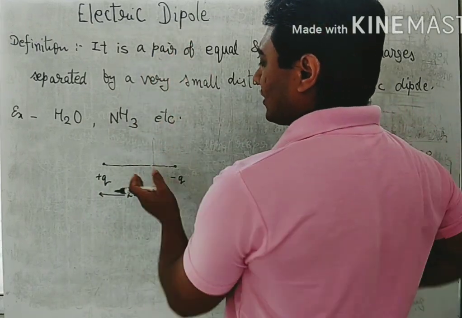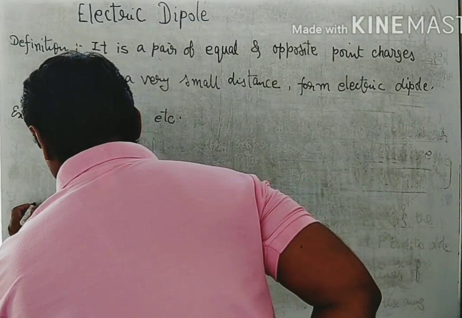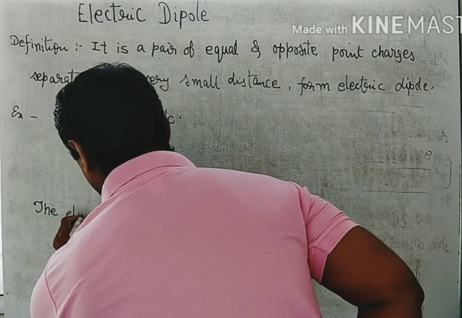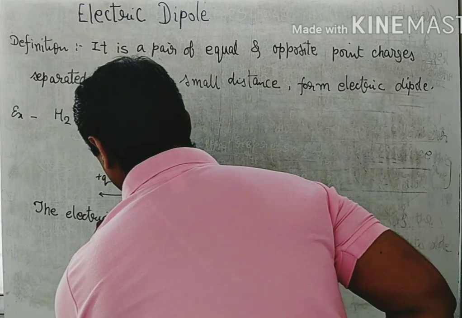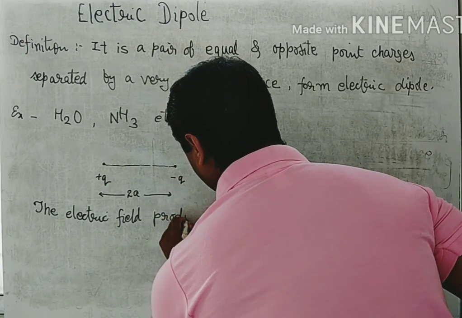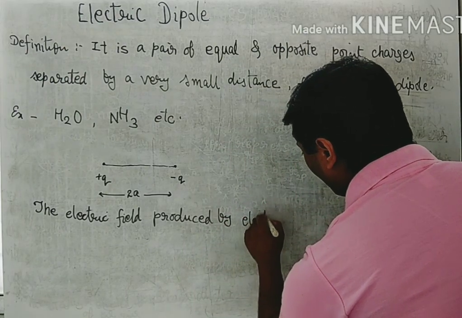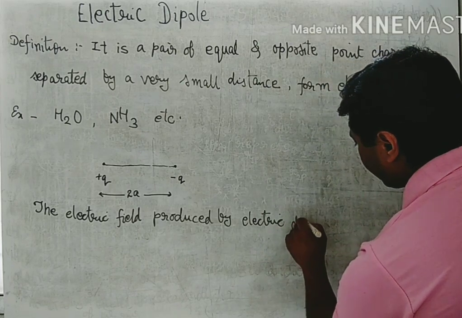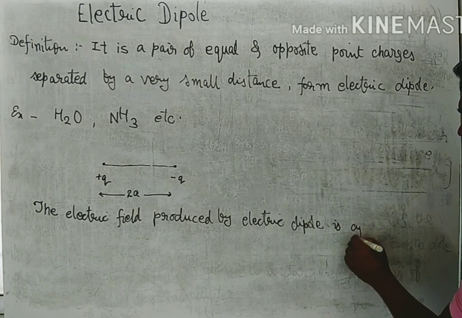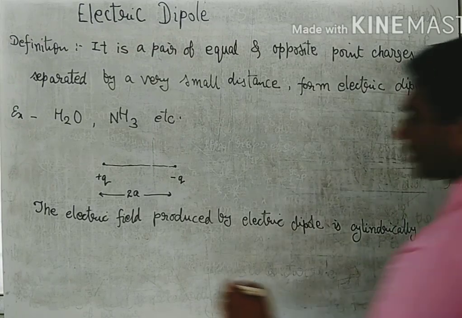So these are basically cylindrically symmetric. So we can say the electric field produced by an electric dipole is cylindrically symmetric.